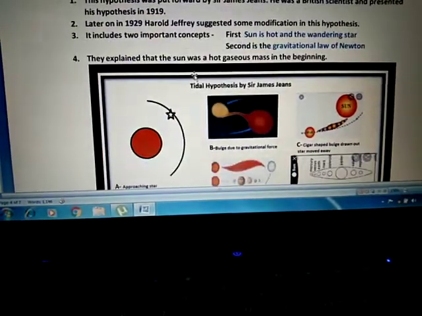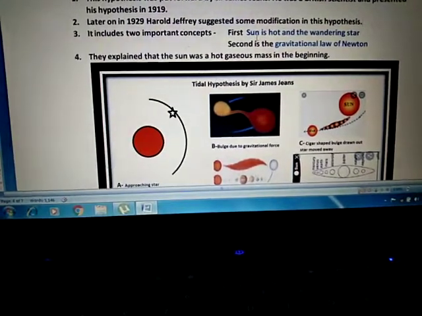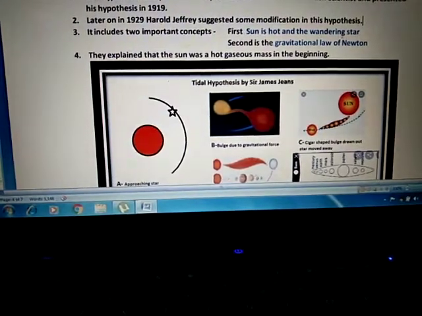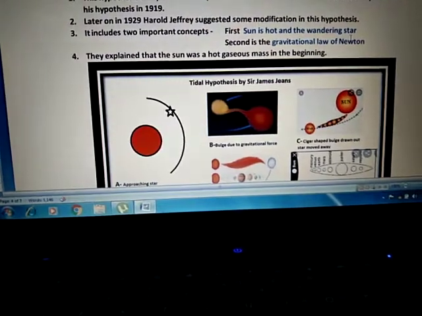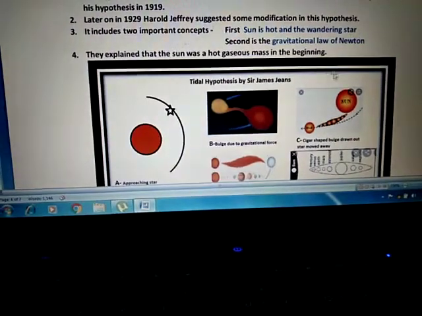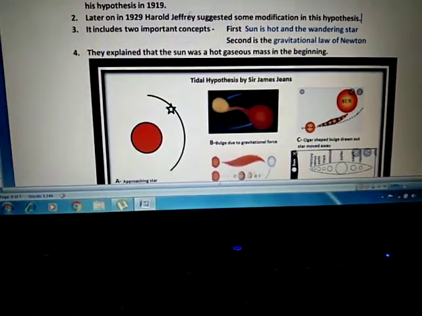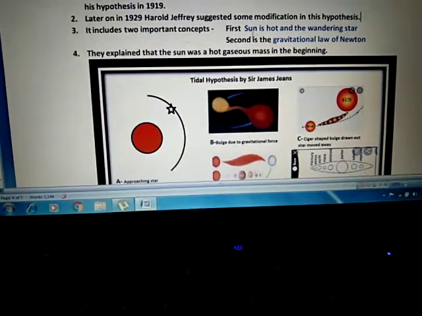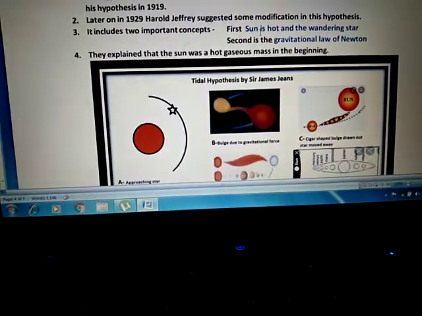Actually, this tidal hypothesis is based upon two important concepts. First, the sun is hot, and a wandering star was also present along with the sun. And the second concept is the gravitational law of Newton. Jeans and Jeffreys both assumed that there was a gravitational force between the sun and the wandering star.